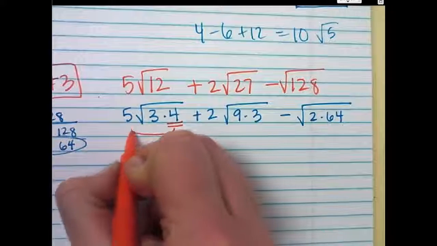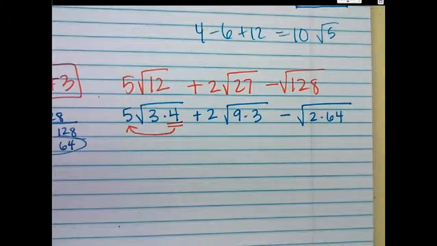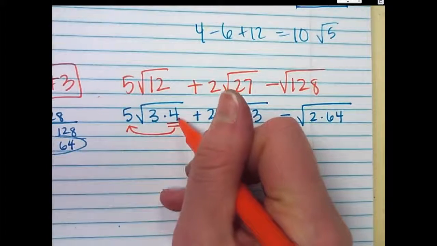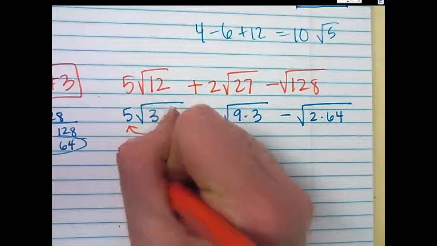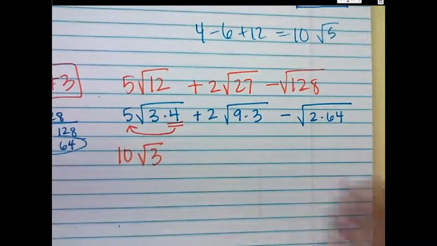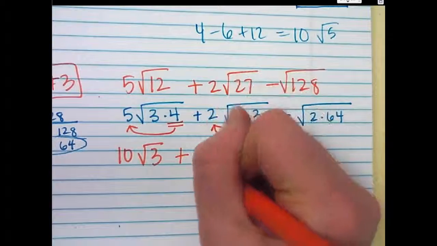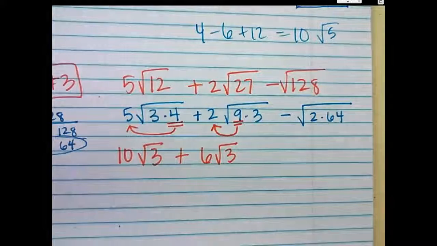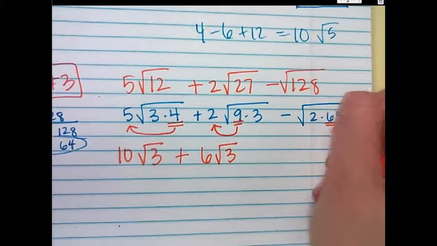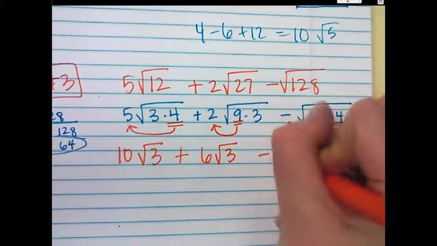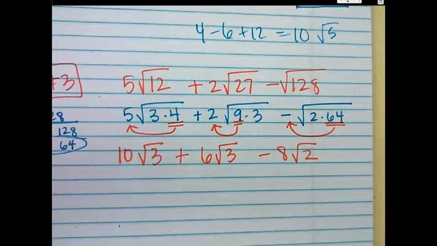So I'll pull this one out. So what goes in front? 10, right? Because you pull out the 4, or square root of 4 is 2. So 10 square root 3 plus square root of 9 is 3, so I pull that out, 6 square root 3. And then square root of 64, 8, minus 8 square root 2. So it's a negative 8? Yes, so if there's a negative here, pull that down.